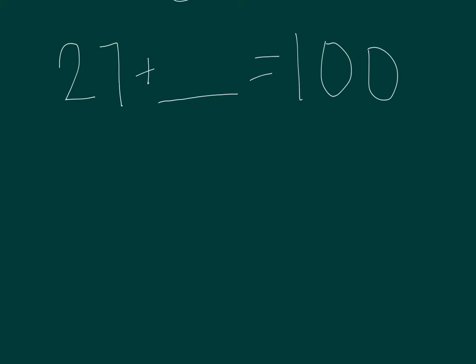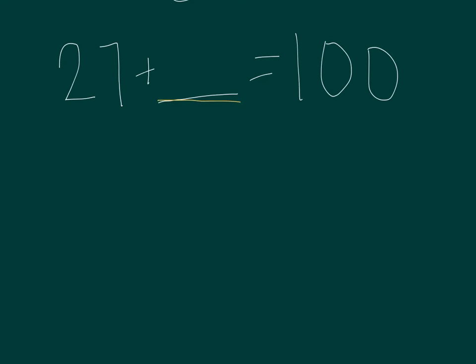Okay, so what we're going to talk about today is how to find parts of 100. If we're given an addition equation, like 27 plus blank equals 100, we want to use some of our mental math strategies to help us figure out what this is.